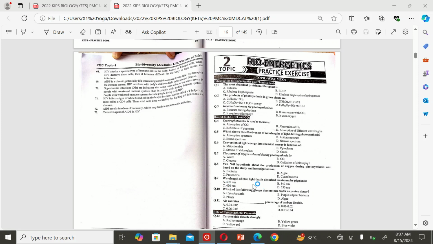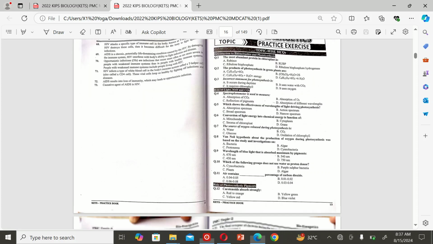The next MCQ is: the wavelength of blue light that is absorbed maximum by pigment. A. 670 nanometer, B. 540 nanometer, C. 430 nanometer, and D. 750 nanometer. So the correct option is B, 540 nanometer.